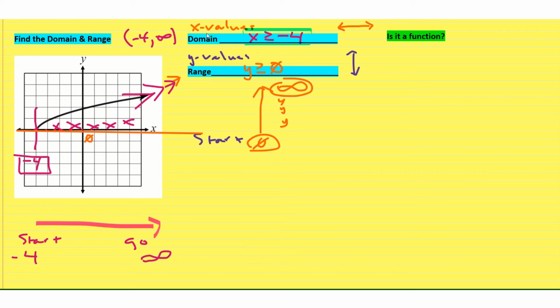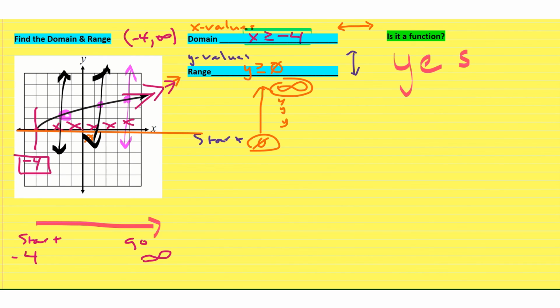Okay, now we should consider, do we have a function here? Well, that is where we consider the vertical line test. Does it pass the vertical line test? Is it only hitting this graph in one spot? Yes. No matter where I put a vertical line, it's only going to hit it in one spot. So yes, it is a function.